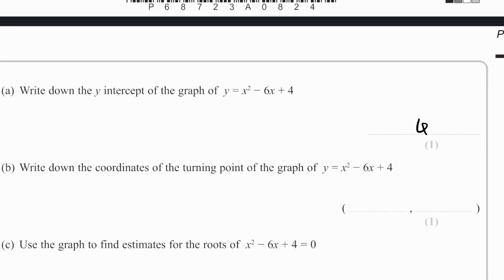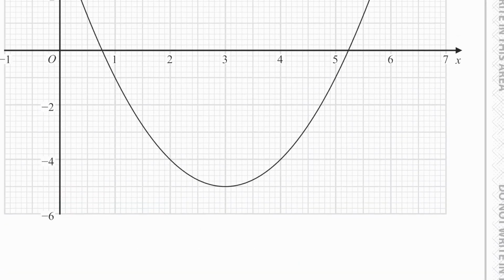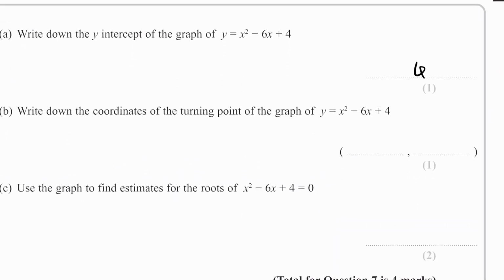Write down the coordinates of the turning point of the graph of y equals x squared minus 6x plus 4. So again, just go over here and you can see the turning point. That's the point where it actually turns. And the coordinates would be along the corridor 3 on the x-axis and up the stairs minus 5. Okay, so you can write that down.